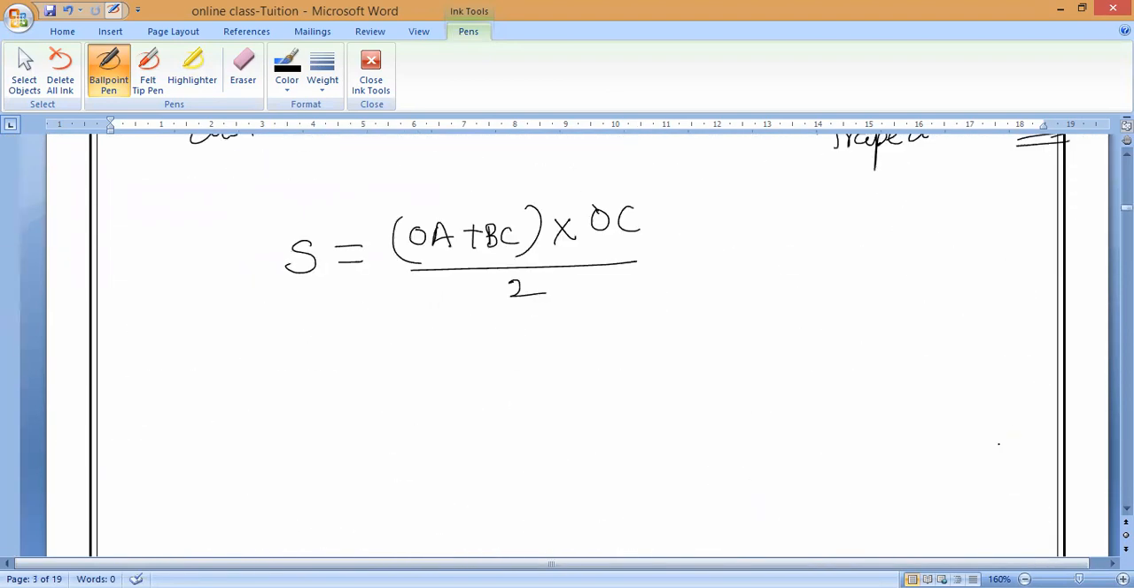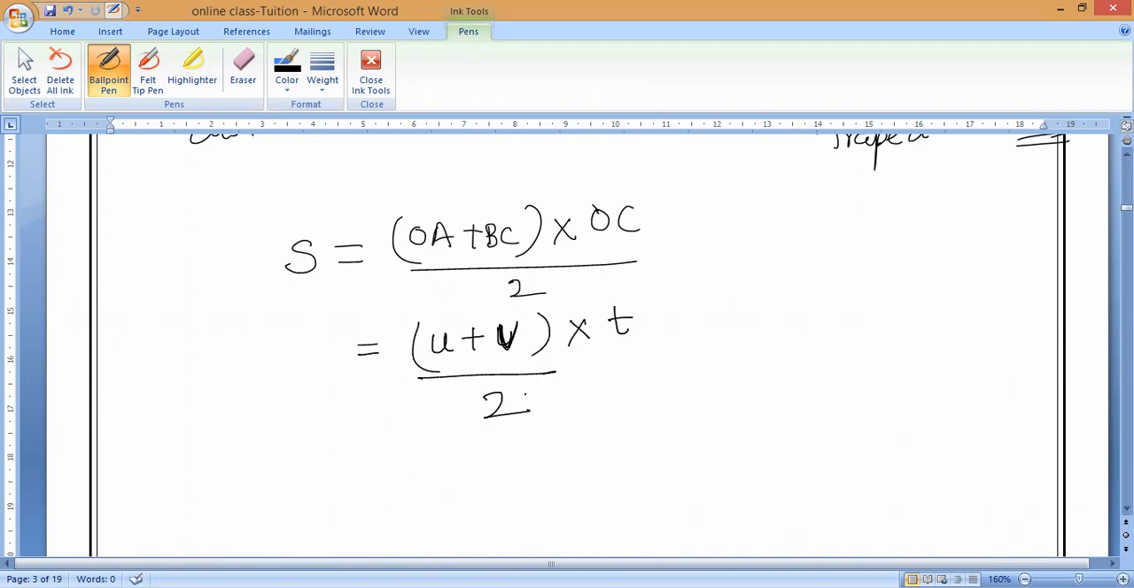So now, what is OA equal to, guys? Initial velocity, u. Initial velocity plus... BC is equal to what? Final velocity, v minus u. And OC is equal to what? Time, divided by 2.